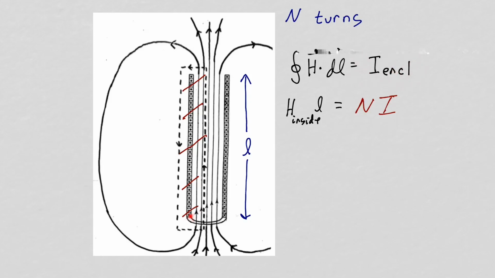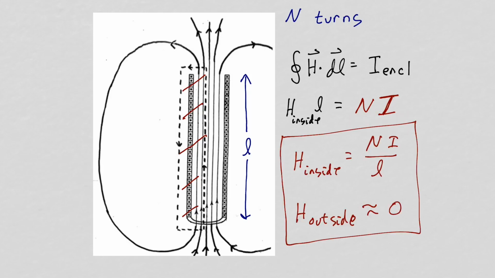Solving for H inside, we obtain the magnetic field intensity inside the coil is NI over L, and outside we're going to approximate it as 0. The longer the coil, the better this approximation, and in the case of an infinitely long coil, this will be a perfect approximation because the field inside the coil never comes out to loop back around.